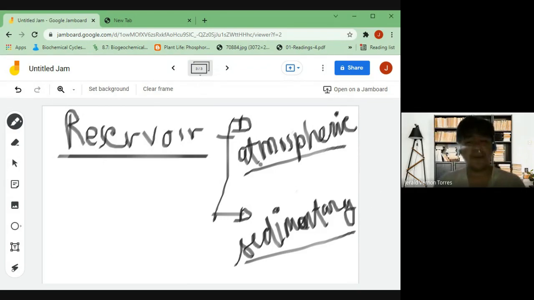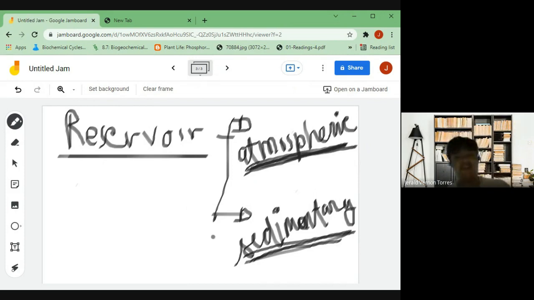Obviously, sa atmospheric cycle, ang storage natin would be the atmosphere. And in sedimentary cycle, ang inyong reservoir is the geosphere kasi nga sediment, meaning durog na bato, meaning yan lupa, disintegrated rocks, or our land. So technically dito sa sedimentary cycle, ang storage ninyo will be the land itself, yung lupa. And in atmospheric cycle, ni-store ninyo yung material sa atmosphere.